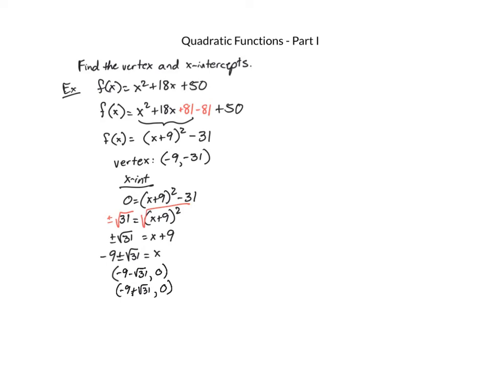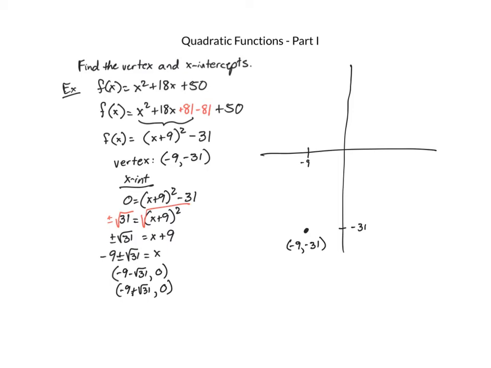Now let's draw a graph, even though it doesn't ask us to, just so that we can see that the pieces fit together nicely. So I'm going to put negative 9 right here and negative 31 down here. So there's our vertex at (negative 9, negative 31). And our x-intercepts are at negative 9 plus the square root of 31 and negative 9 minus the square root of 31. The square root of 31 is about 5.6.